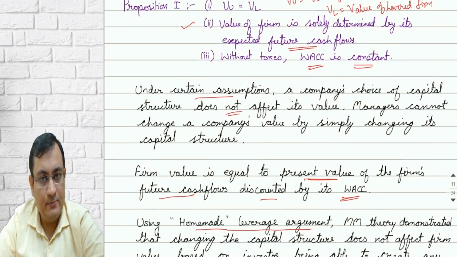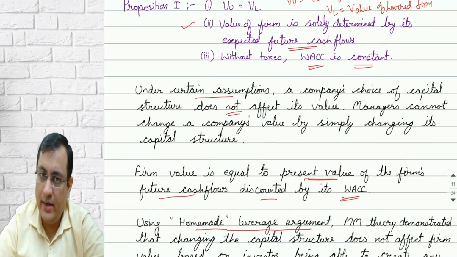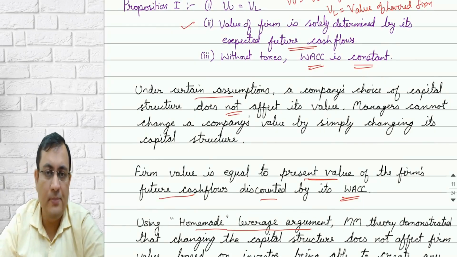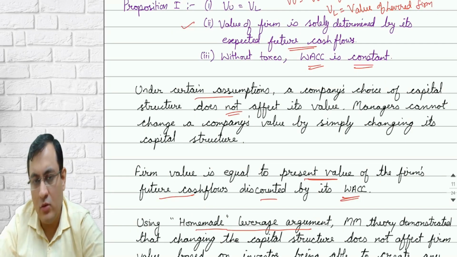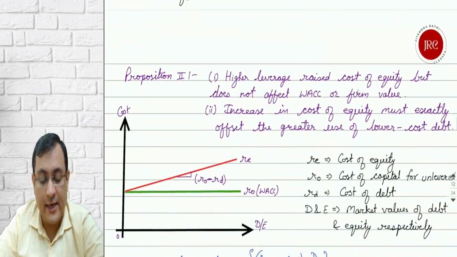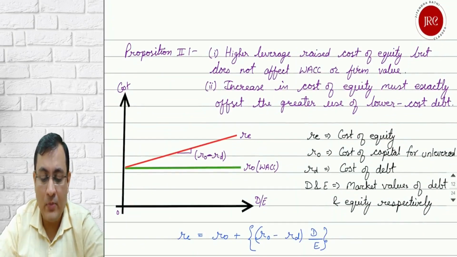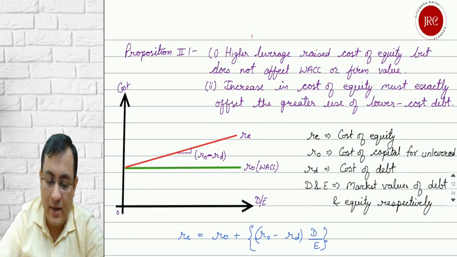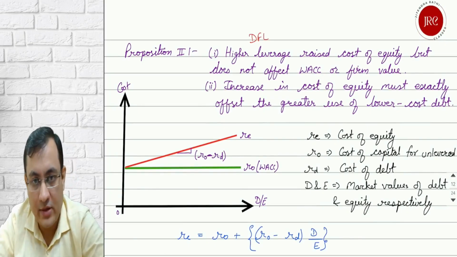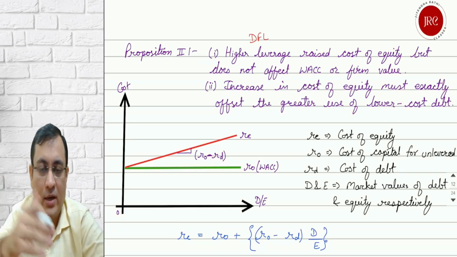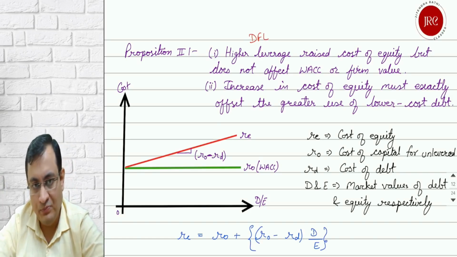What it says is, under certain assumptions, VU and VL will always be constant, because the value of the firm depends on the future cash flow and WACC is constant. Now, why is WACC constant? Proposition 2 is saying higher leverage means more financial leverage, the degree of financial leverage, which is based on the debt equity ratio. How much more interest cost you are committing in your income statement.